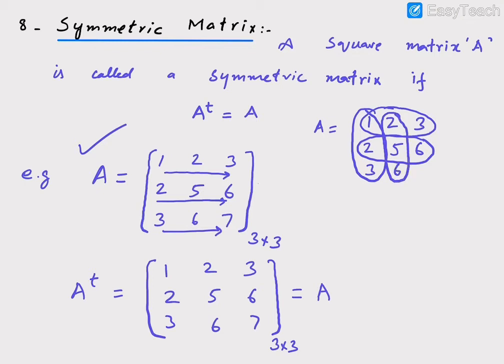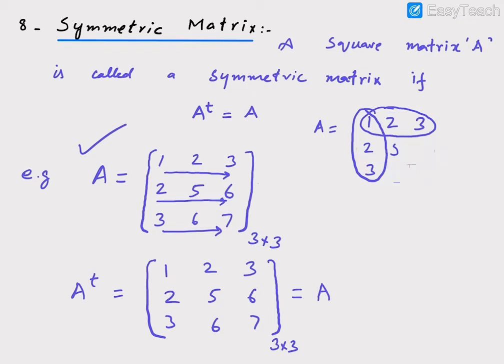So you will write here 6. The last number doesn't matter, you can write anything. So when you take its transpose, it will come out the same. If you do not take the same numbers like this, then the transpose will not be equal to A. Then it will not be a symmetric matrix.